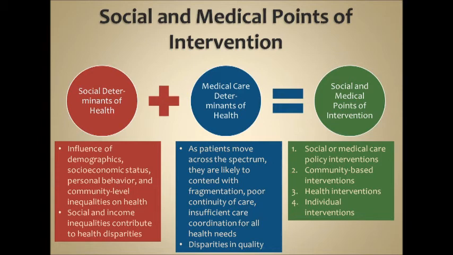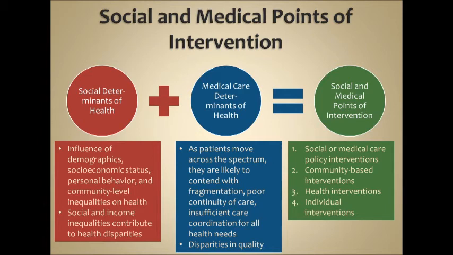Social or medical care policy interventions can work on a broad scale. For example, the Affordable Care Act. That is a big social and medical policy intervention. And certainly it's going to change things. But we don't have to wait for the president to do things. We can do things at a community level. Community-based interventions can change the health of a whole community.